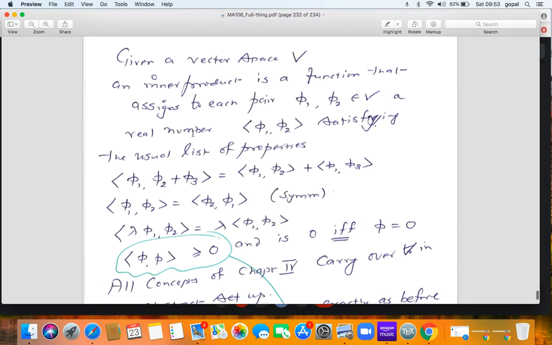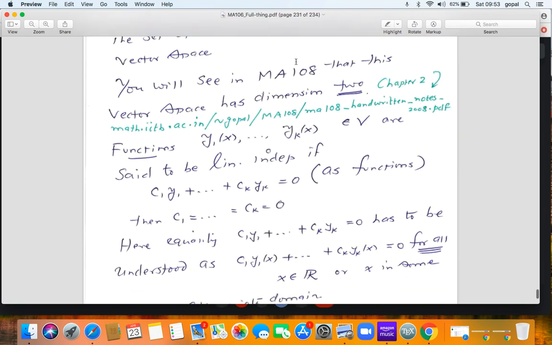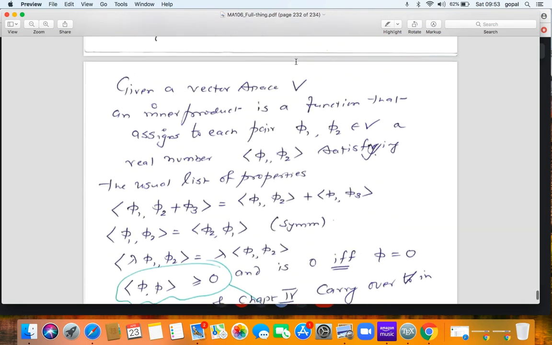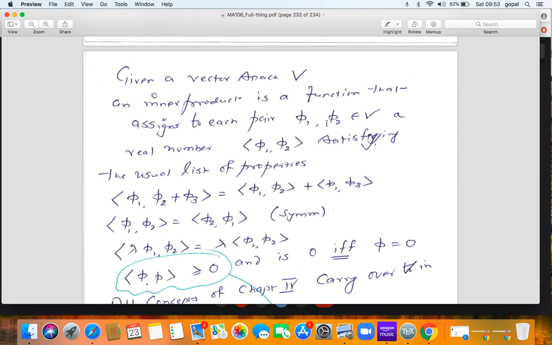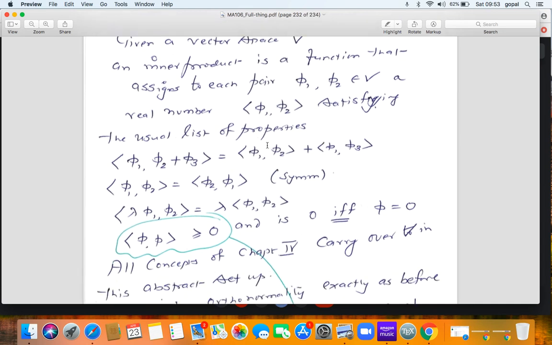Given a vector space V, we can define an inner product in a very abstract setting. V could be a subspace of Rn, V could be the solutions of a differential equation, or V could be the set of all continuous functions from R to R. Various things you can try, and you can define an inner product. Given two elements phi1 and phi2 in V, the inner product, angle bracket phi1 phi2, is a mapping from V cross V to R such that the usual properties are satisfied.